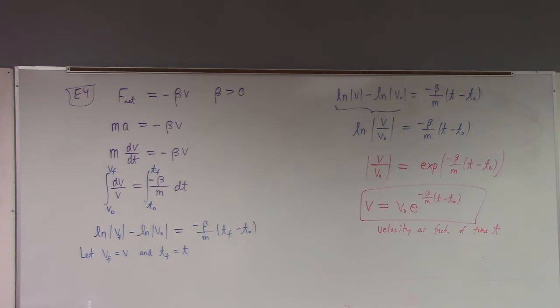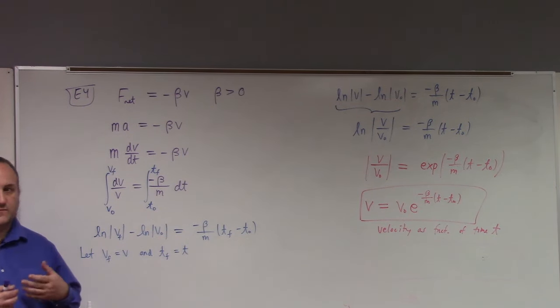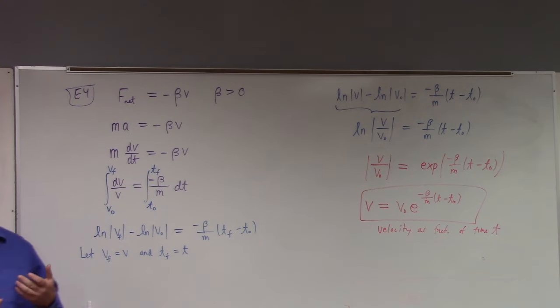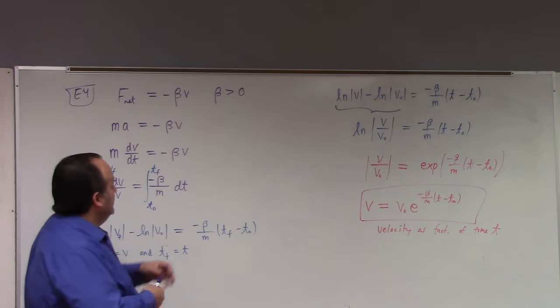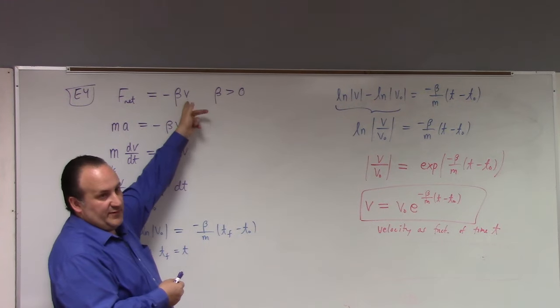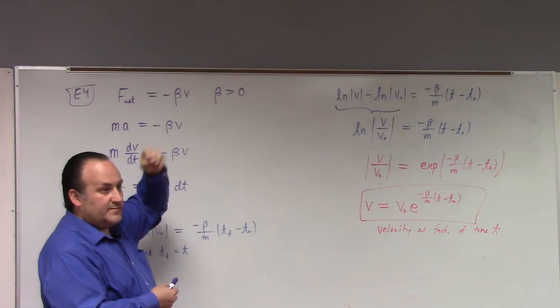That's if the friction force happens to be linear with the velocity. I could easily calculate the solution for a friction force that depended on the square of the velocity, or the cube of the velocity, or something else like that. You just replace it with v squared, v cubed, whatever.